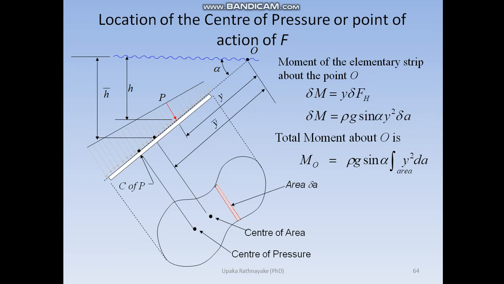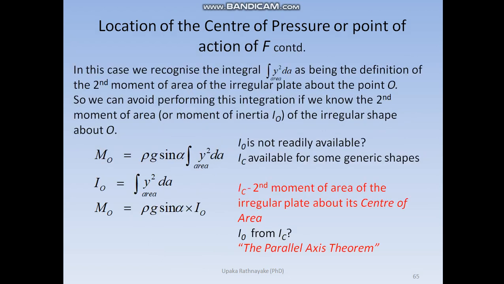Now let us take the moment about O to find the total moment. We'll do the maths and we can find out that it is rho g sin alpha times the integration of y squared dA. What is this y squared dA? Yes, it is the second moment of area with respect to the free surface. So our moment M is equal to rho g sin alpha into I naught. Now that I naught is from the free surface.